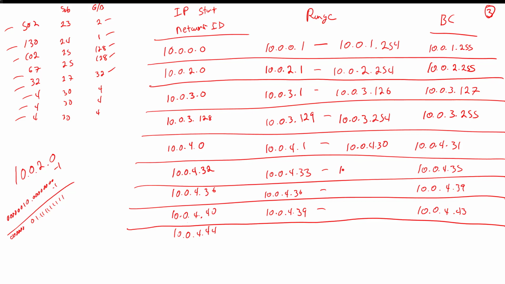And on some of these smaller networks, we needed 2 usable addresses. So when we look at some of them, it's like, wait, this network right here gives us 10.0.4.33 through 10.0.4.34. That's only 2 addresses. But that's all we needed. So that's why that's acceptable. We only needed that many addresses, so it worked out.